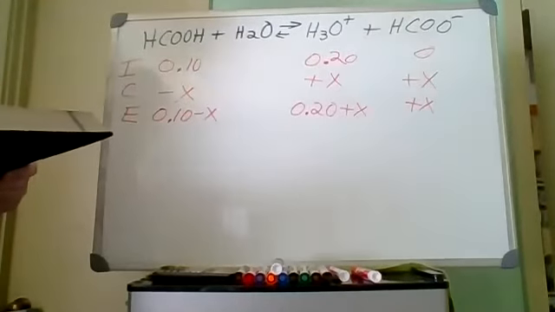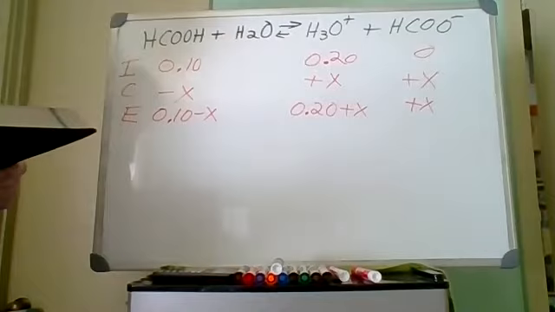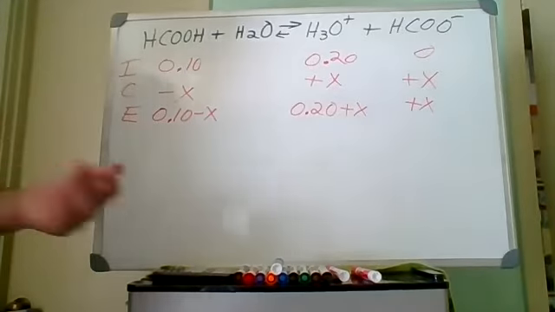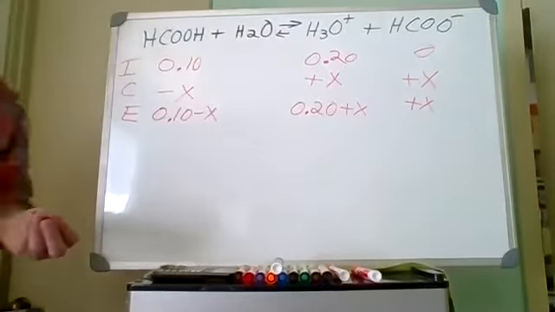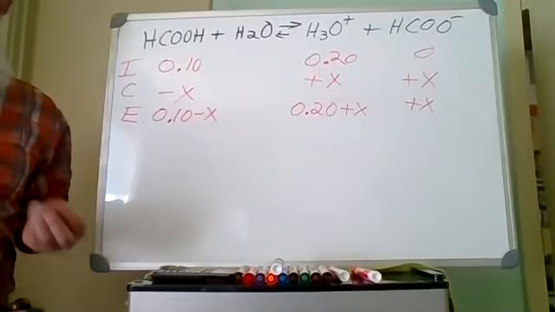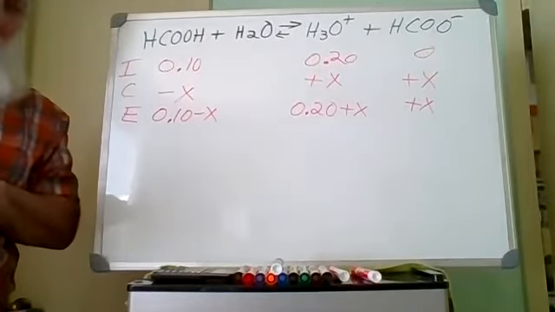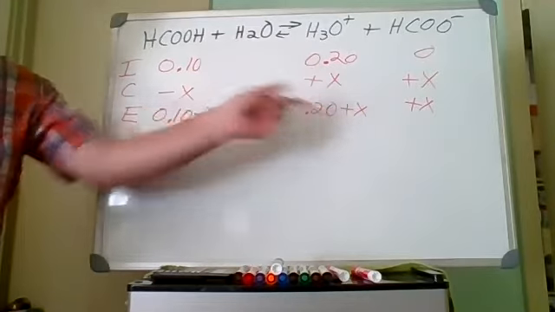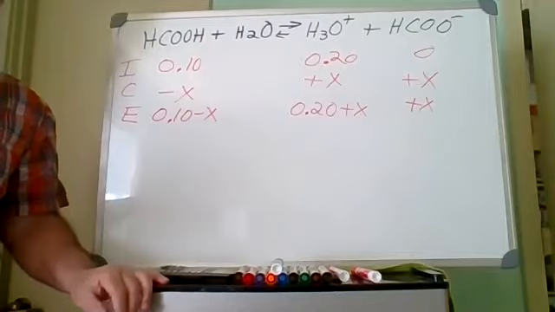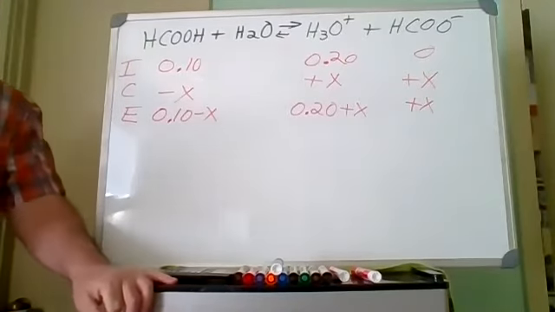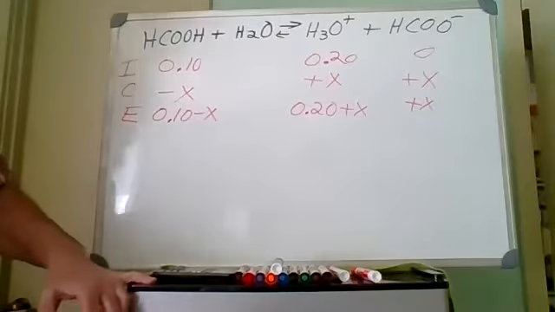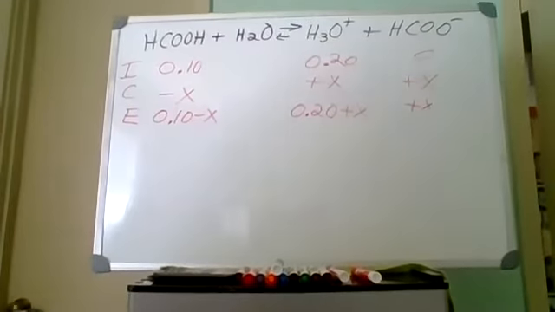1 liter of solution is prepared by dissolving 0.025 moles of formic acid and 0.018 moles of sodium formate in water. So this is nice, they made it a 1 liter volume. So the moles that were given there are equal to the molarity. Remember, in an ice table, these entries are molar concentrations, not moles. And we're asked to find the pH of the solution. So 0.025 and 0.018.